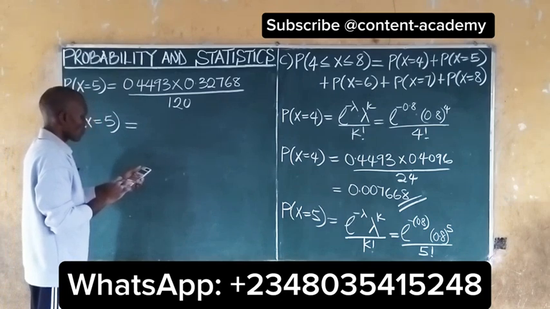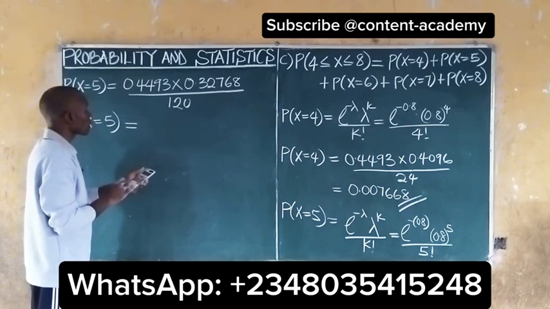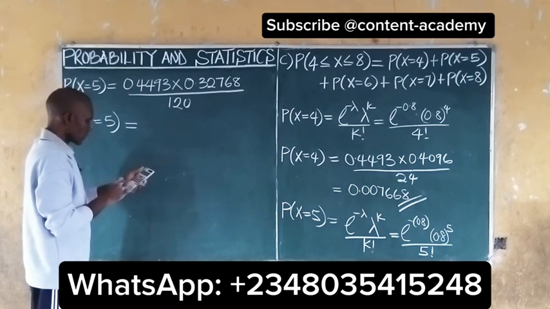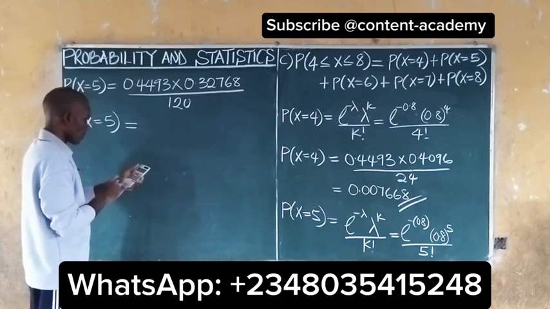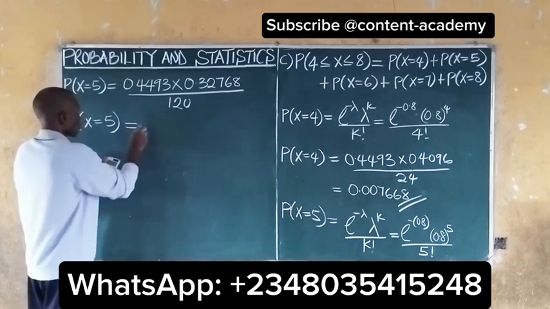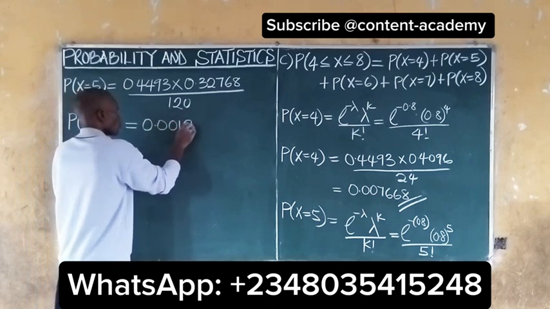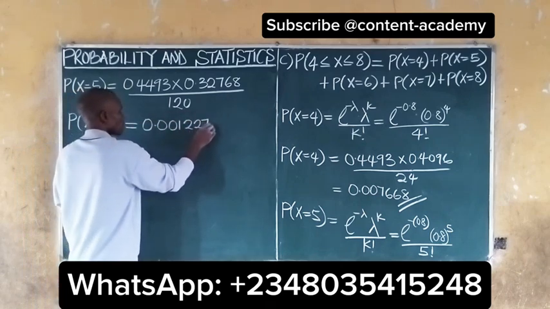0.4493 multiplied by 0.32768. We have the answer divided by 120. We have 0.001227.